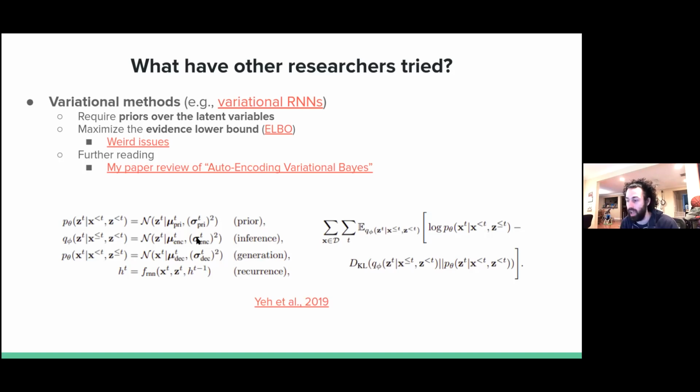In our case, we're explicitly maximizing the likelihood of the data, and so when we get predictions, those are explicitly the likelihoods or the probabilities associated with the different trajectory outcomes.